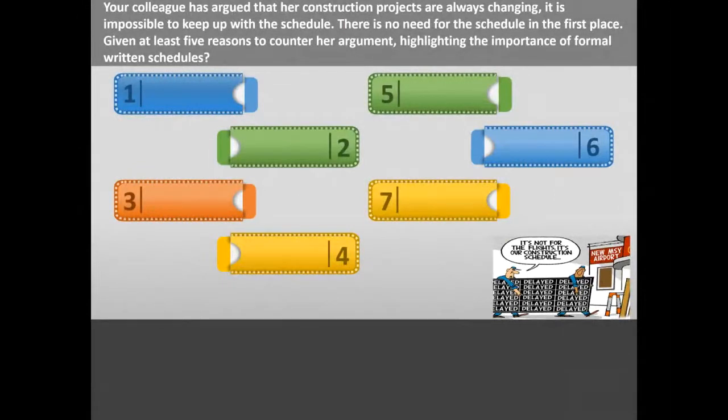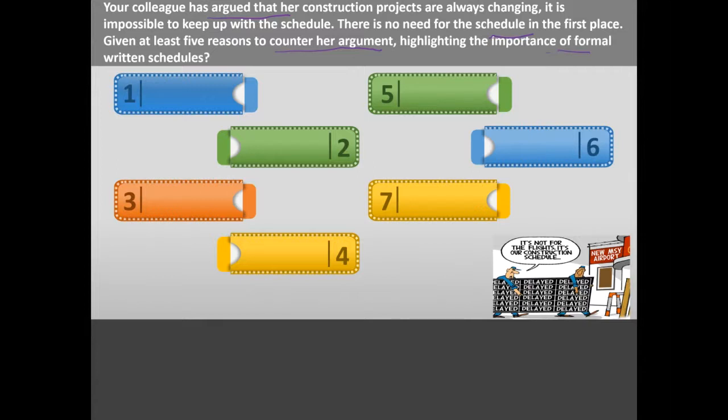Right. So often we see an argument that there is no need for scheduling. Here, the scenario is your colleague has argued that her construction projects are always changing. It is impossible to keep up with the schedule. There is no need for the schedule in the first place. Give at least 5 reasons to counter her argument highlighting the importance of formal written schedules.